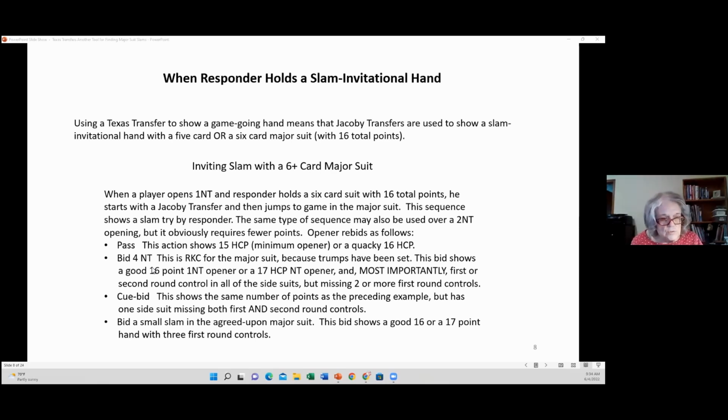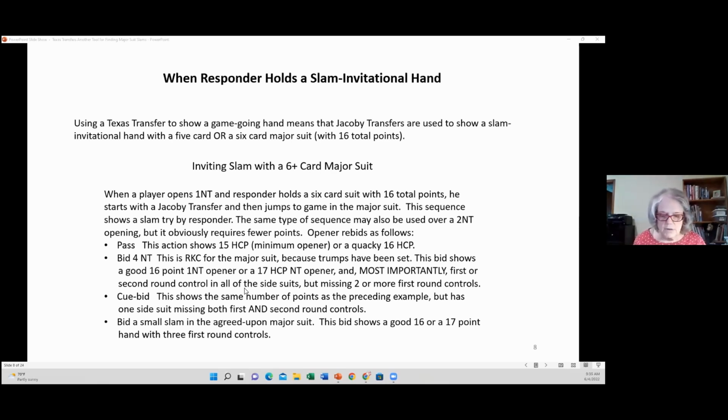Anything that you use that confirms that you have support and are wanting to proceed toward game or further, then you use 4 no trump as ace asking. In this instance, 4 no trump is no longer quantitative because the major suit has been set as trumps. You don't ever use Gerber when you are talking about suits. So 4 no trump is something that the opener can bid. That is either key card or straight Blackwood, whichever one you play, for the major suit.